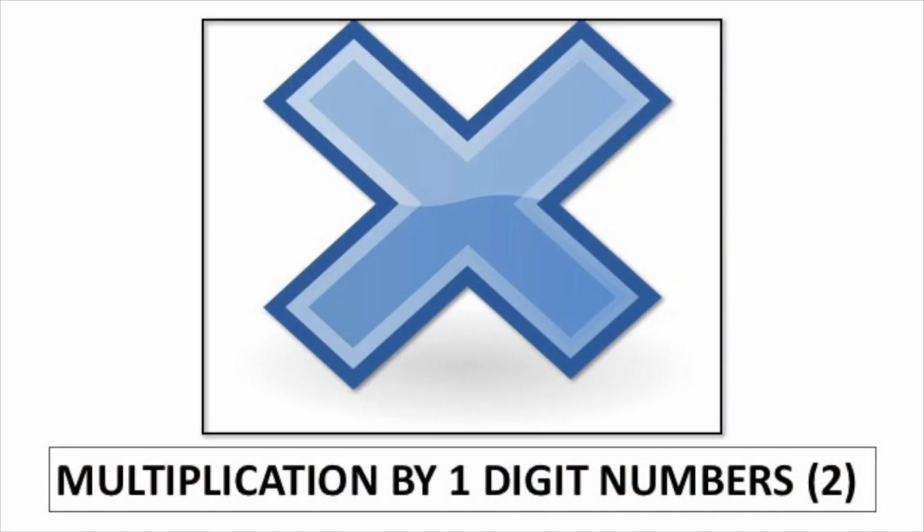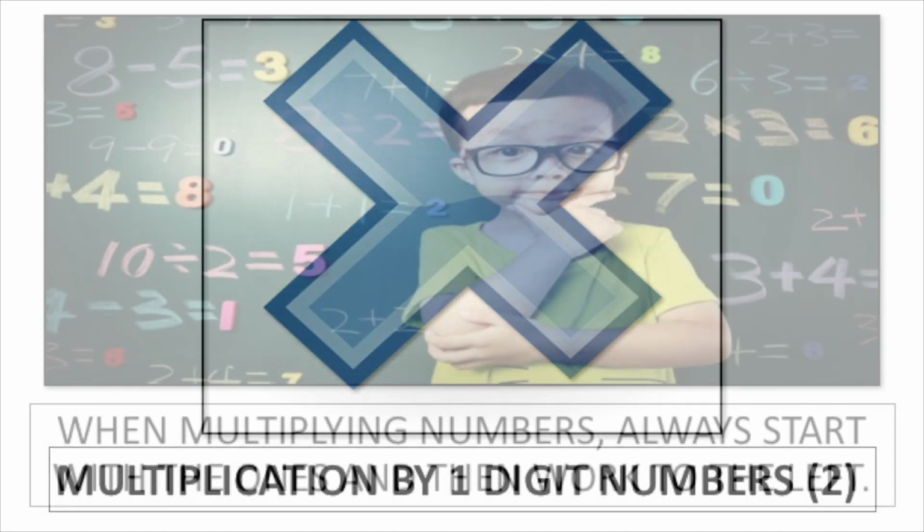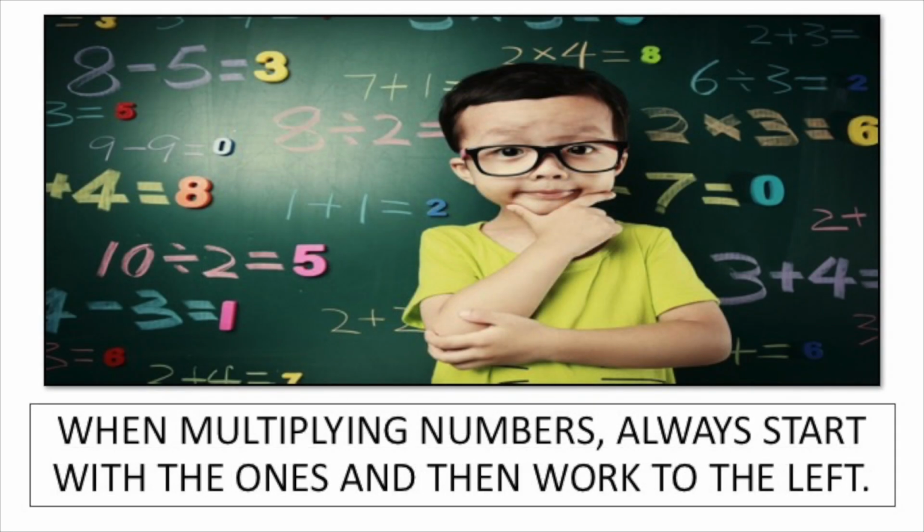So let's take a look at our PowerPoint presentation, multiplication by 1-digit numbers. Lesson 2. When multiplying numbers, always start with the ones and then work to the left. That happens with every multiplication problem. No matter how many digits are involved, always start with the ones and gradually work left.